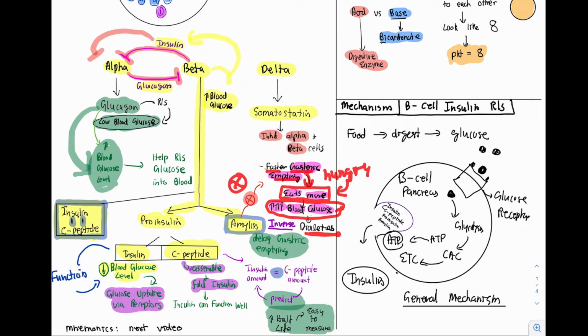There's another interesting fact. Those with diabetes have a decreased amount of amylin. So it makes sense: those with diabetes have a decreased amount of amylin, which causes faster gastric emptying and a high blood glucose level.